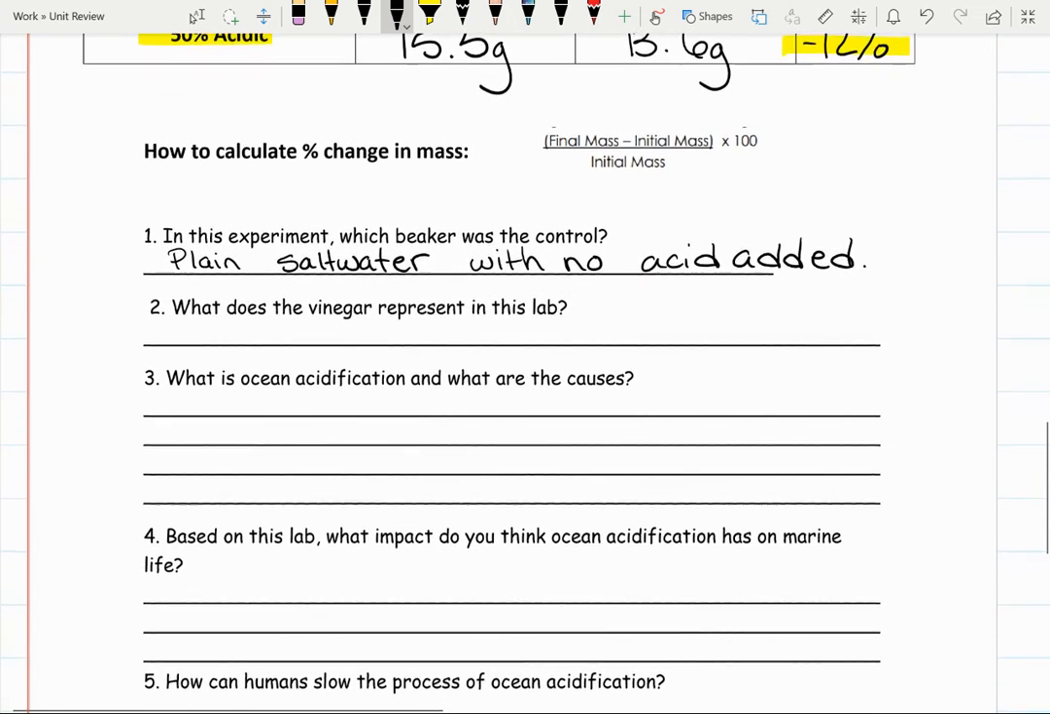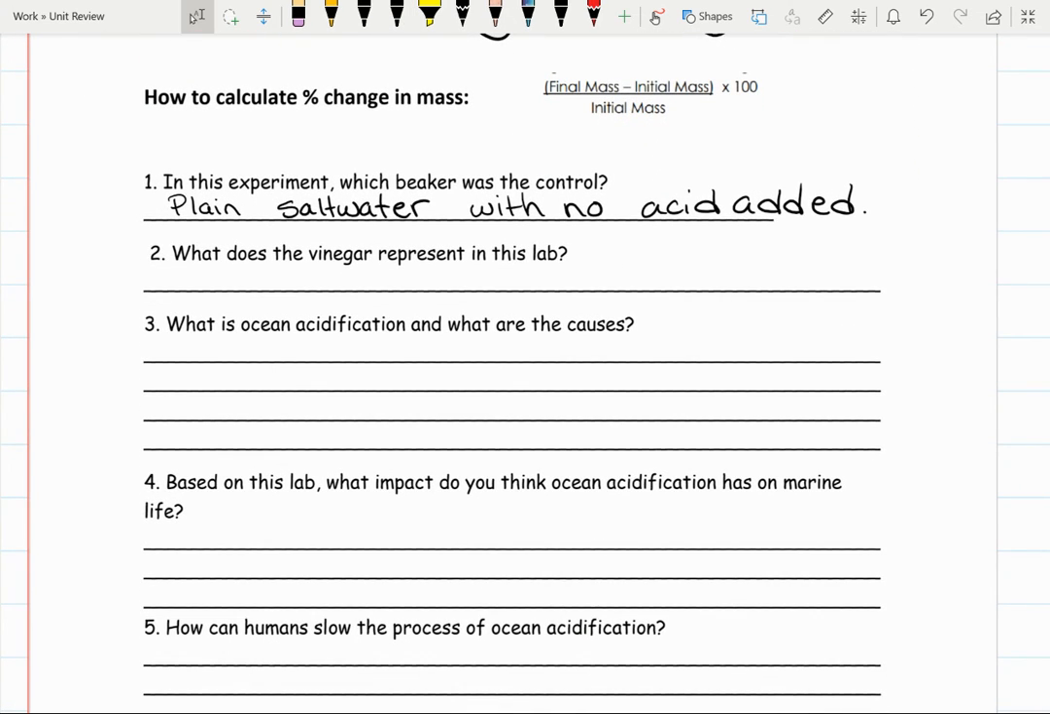Okay, and so our vinegar in this lab is representing our acid. So it should be representing carbonic acid.